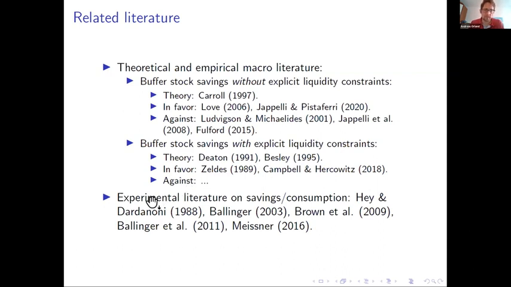And when you look at the savings and consumption smoothing literature in the experimental literature, there are also examples. One example is Meissner. Thomas Meissner found that subjects are debt averse. That is something we find in our data as well. So that's why I mentioned it.